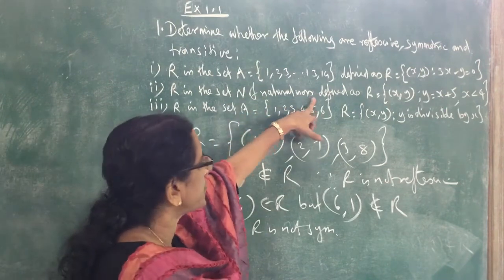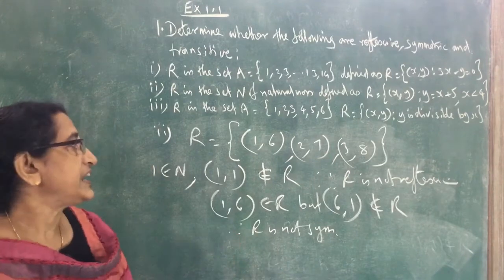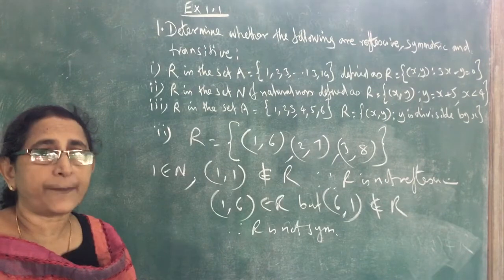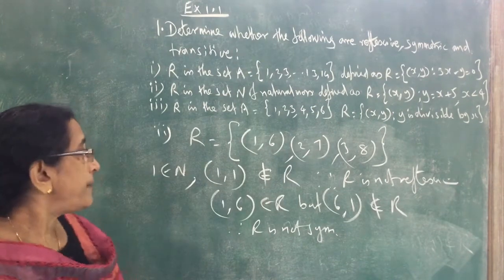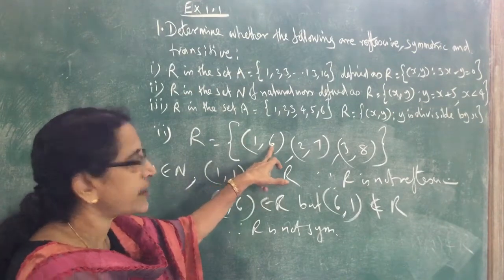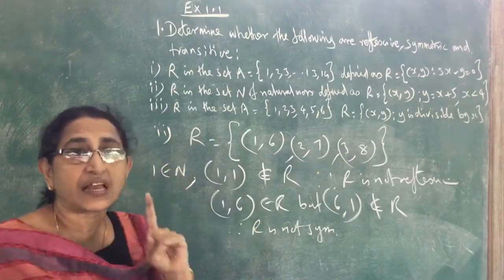See, transitive here. There are 3 elements. What is the transitive property? If (a, b) belongs to R and (b, c) belongs to R, only then (a, c) should be there in R. But here, (1, 6) is there, with the second element 6, and there is no other element with the first element 6.